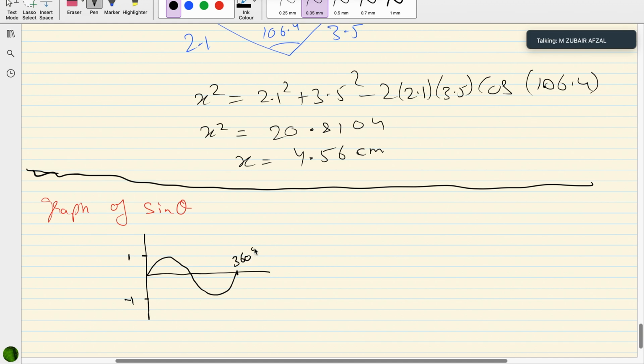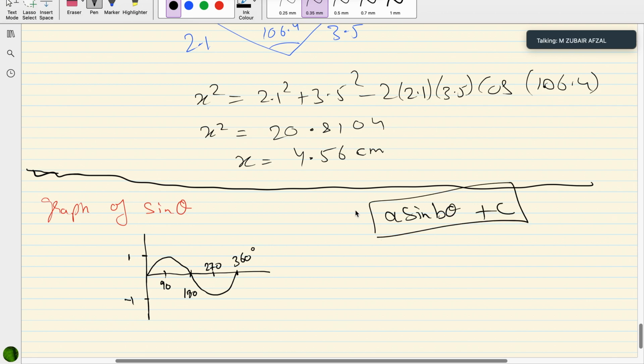So this is 360 degrees and you uniformly split them. This becomes 180, this is 270, and this right here is 90. So this is the graph of sine theta. Our ultimate goal is A sine B theta plus C. This is the second last stage and I'll introduce the last stage later on.